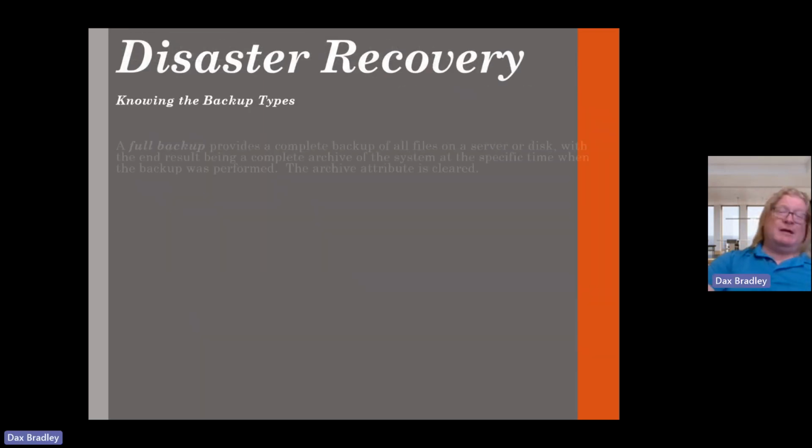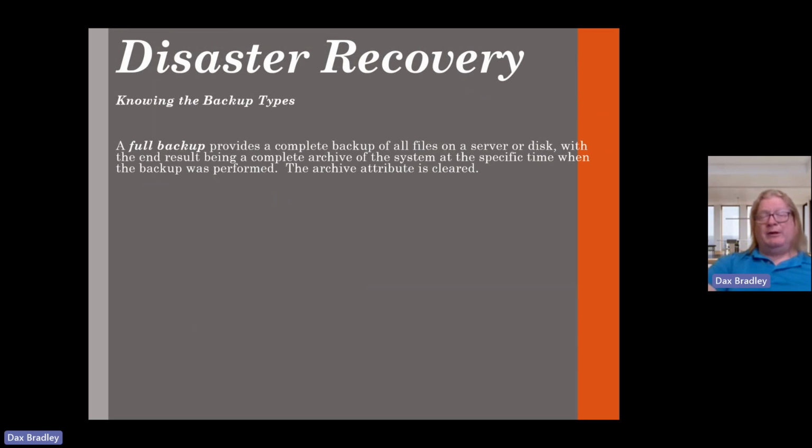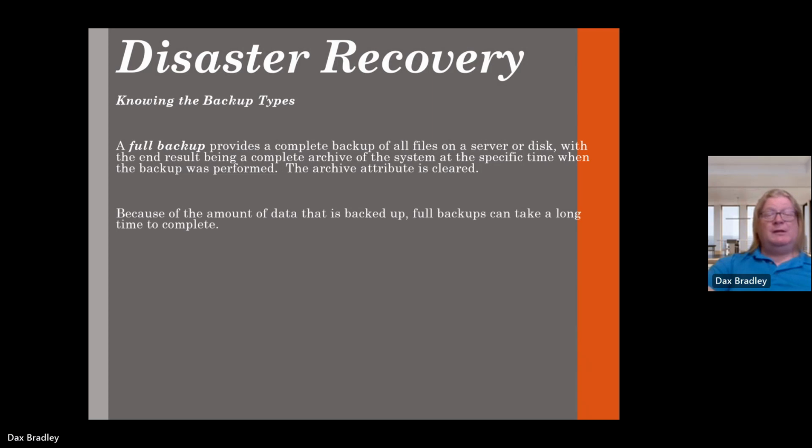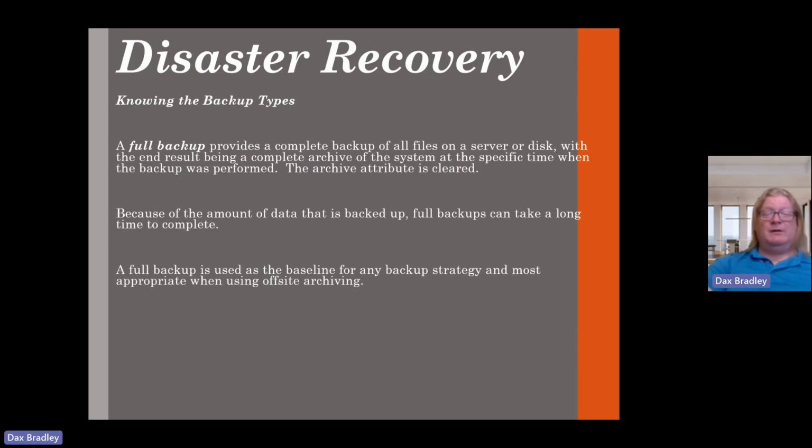So know the backup types. For example, the full backup provides a complete backup of all files on a server or disk, with the end result being a complete archive of the system at the specific time when the backup was performed. The archive attribute is cleared. Because of the amount of data that is backed up, full backups can take a long time to complete. A full backup is often used as a baseline for any backup strategy and is most appropriate when using offsite archiving.